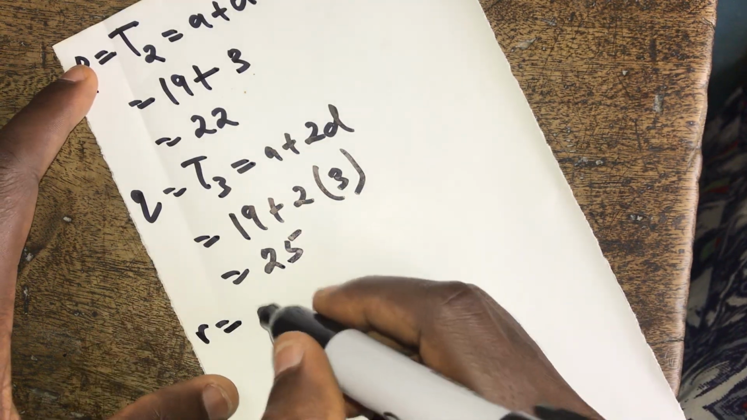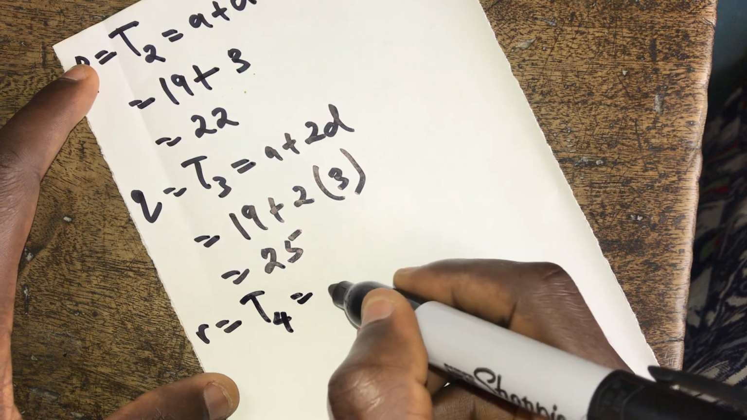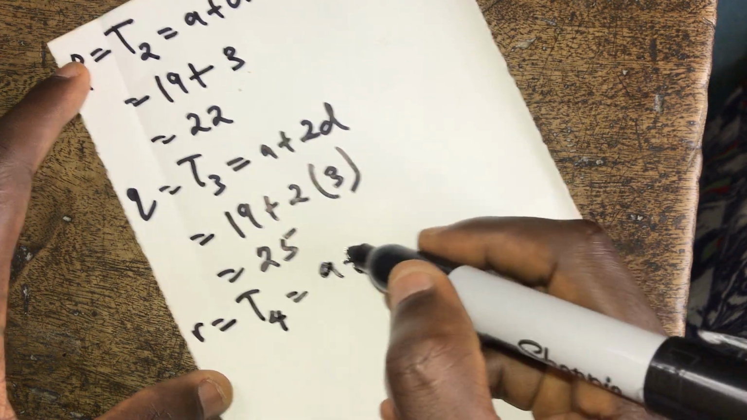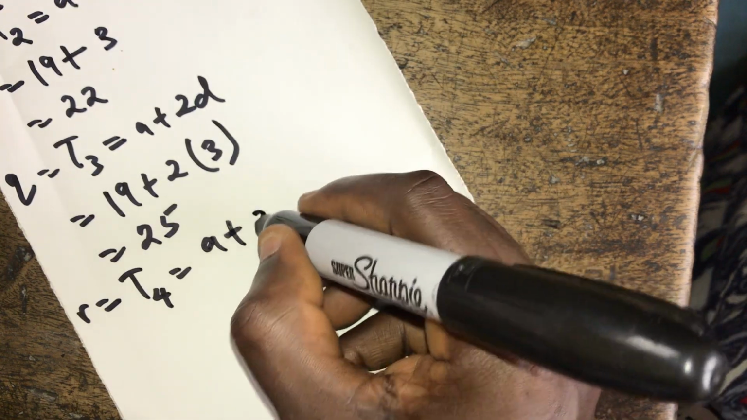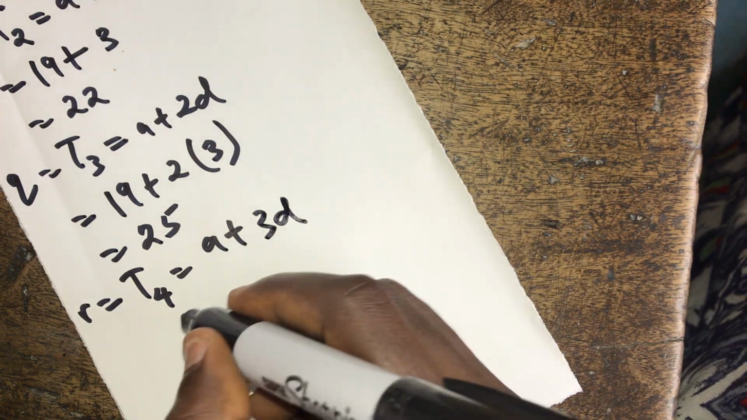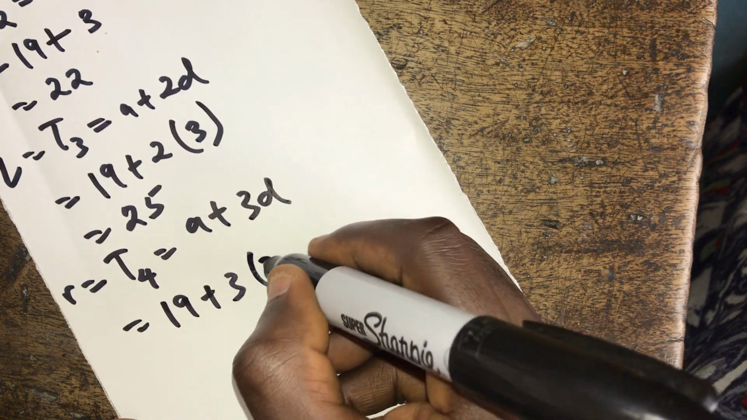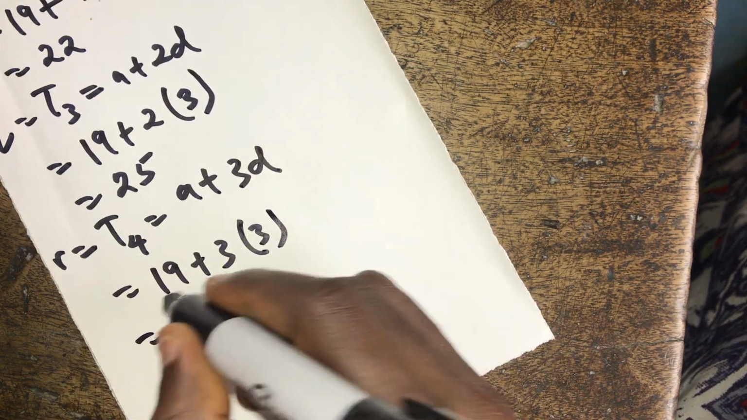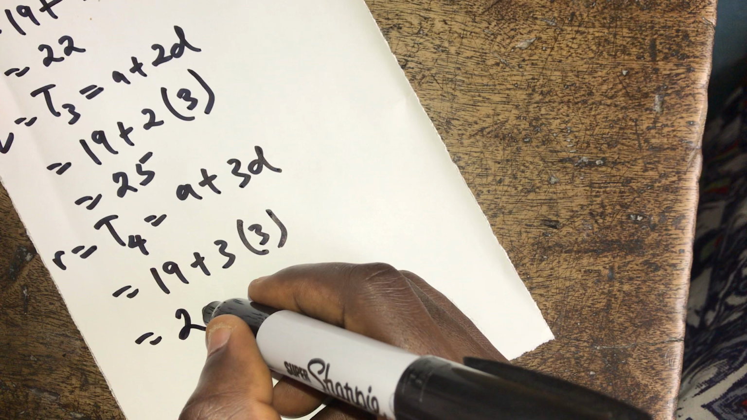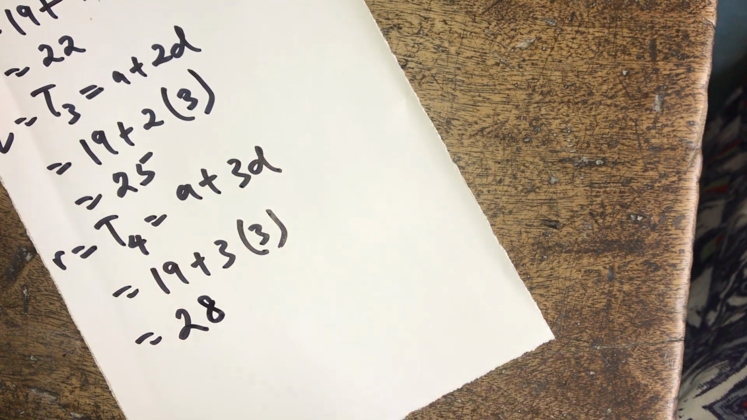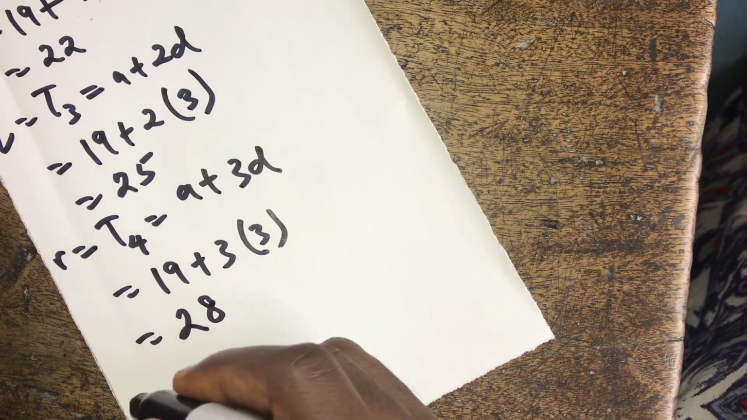And R is the fourth term of the sequence, which is given by a plus 3d. And that's equal to 19 plus 3 times 3, which is 19 plus 9, and that's 28.